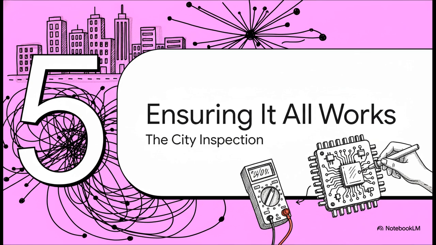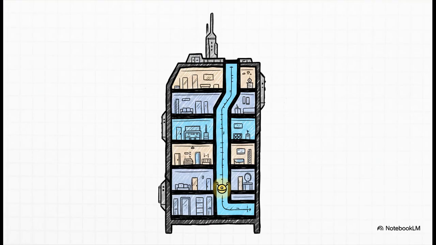Okay, our city is planned, it's built, it's all connected. But how in the world do we know if it actually works? I mean, a single bad connection out of billions could break the whole thing. And you can't exactly crack it open and poke around with a multimeter, right? The solution is just brilliant.